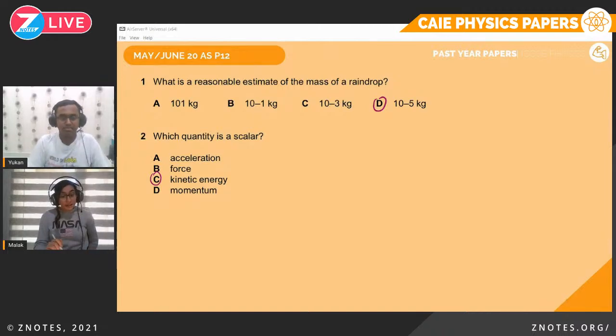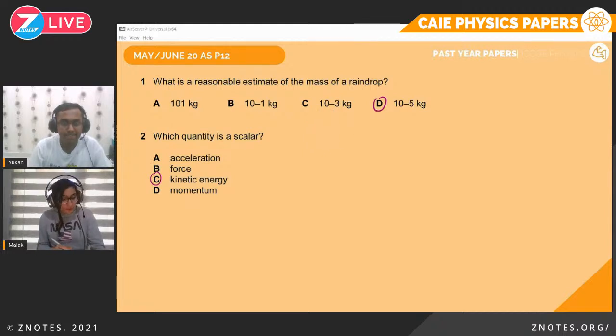So, first question. What is a reasonable estimate of the mass of a raindrop? So, now we know the raindrop is extremely small. So, intuitively, you should know it's a really, really small mass. This here is about 1 gram, which isn't really that small of a mass. We need something smaller. So just logically, it should be this one, the smallest mass that we have.